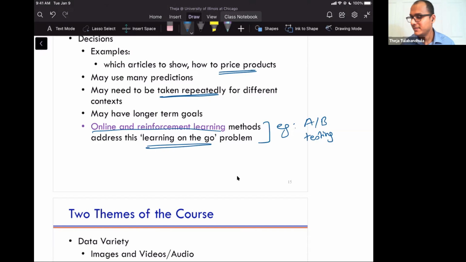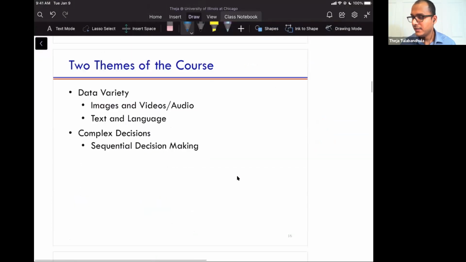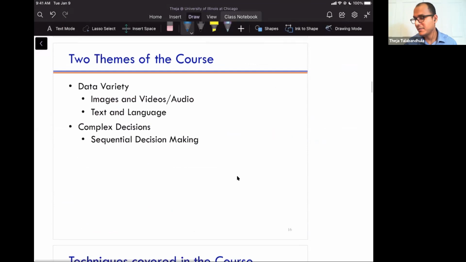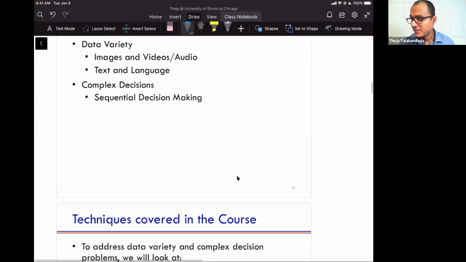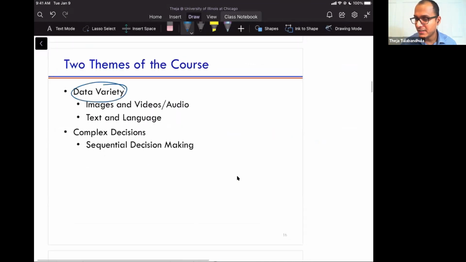So this was a summary of the higher level objective of the course. Basically, there's going to be data variety and there's going to be some decision-making components, and you'll see the decision-making components later on in the course, potentially lecture 8 or 9, around that time. We'll start with video and images first, and then get on to text next.